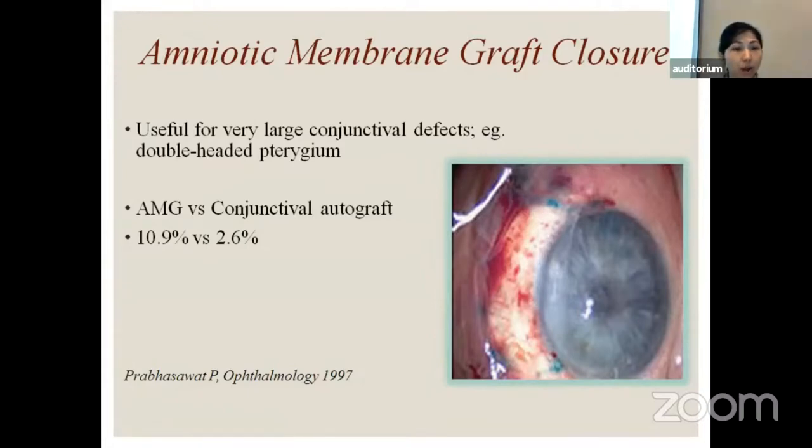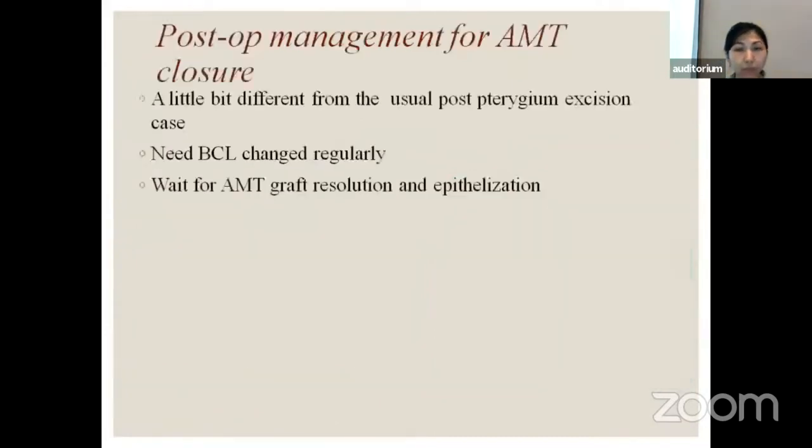So the amniotic membrane graft is still a bit inferior to the conjunctival autograft in the sense of the recurrence, which is about 10% compared to conjunctival autograft, which is about 2 to 5%. And the post-op management for AMT closure is slightly different from the usual pterygium excision case.